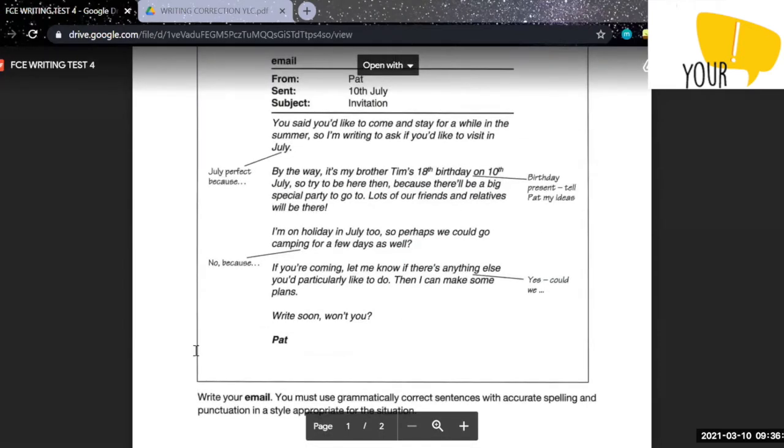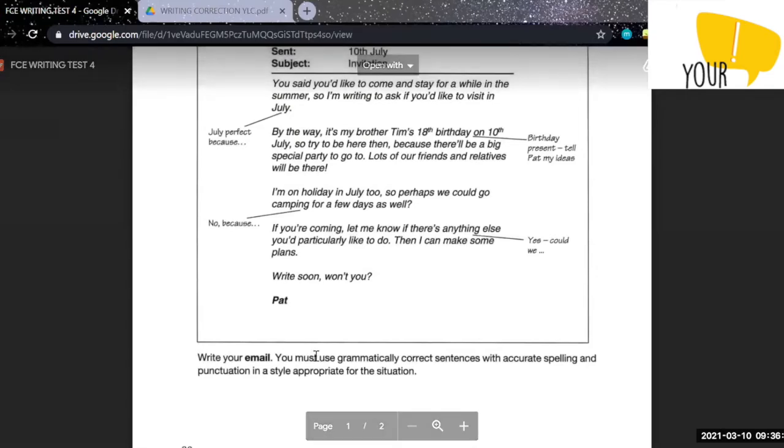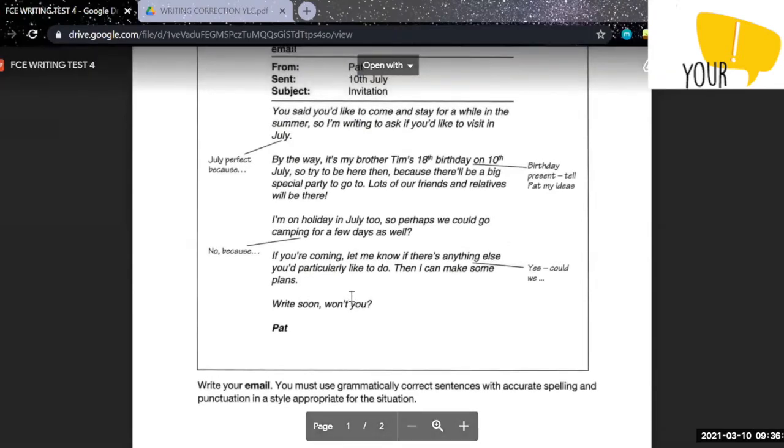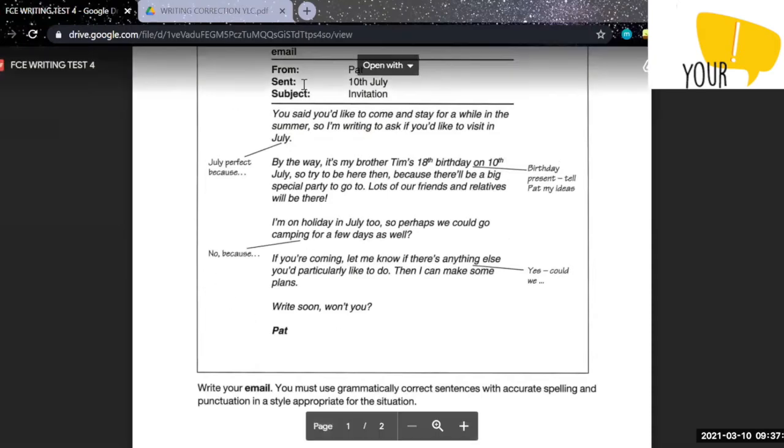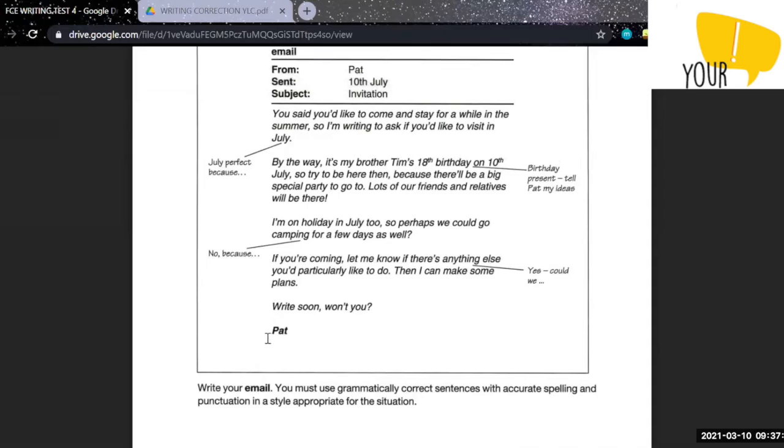Okay, and so it says to write your email, you must use grammatically correct sentences with accurate spelling and punctuation and in a style appropriate for the situation. So like Beatriz said, the appropriate style would be an informal one. And so it's structured a bit like a letter, isn't it? It's still with paragraphs and with Pat and greetings and things. But the tone of the actual letter is informal.